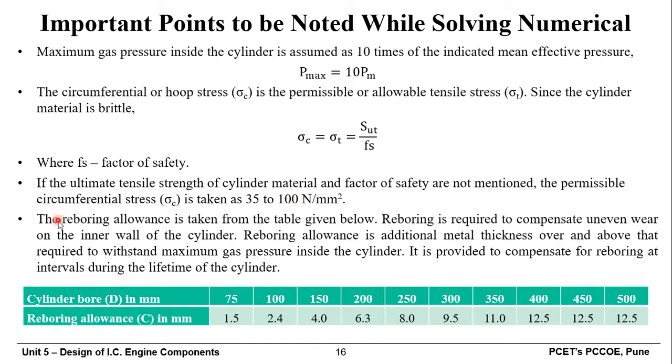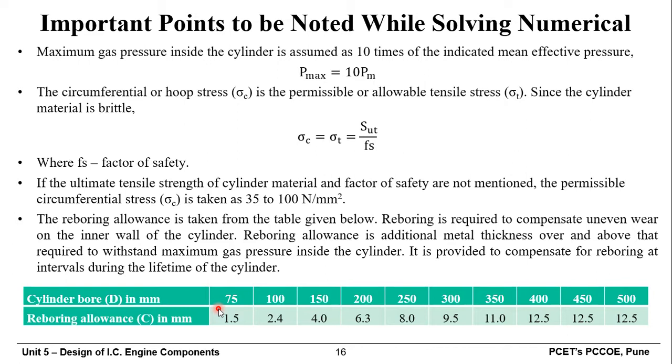And as I mentioned, why we take the reboring allowance, to take the value of that reboring allowance, that is C, we need to refer to this particular table. Once you get the cylinder bore or cylinder diameter, the corresponding reboring allowance values are given in this table. For example, from your calculation, if you got a cylinder bore of 75 mm, then you need to take reboring allowance C as 1.5. So there are two things I would like to mention here.